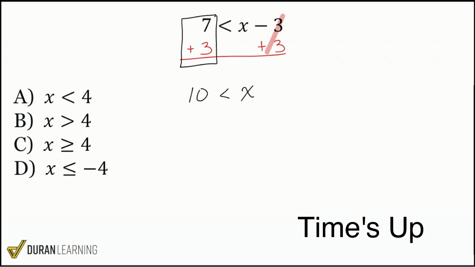Yeah, we got to flip. If we swap the sides, we flip the symbol. Exactly. So with that, boom, bam. And so we have X on the left, 10 on the right, and then we flip the symbol. So the answer here is X is greater than or equal to 10.